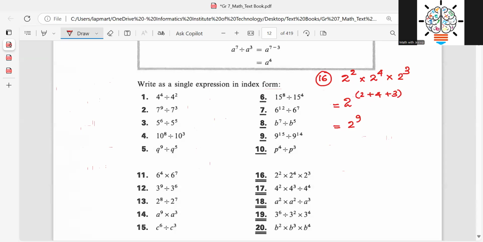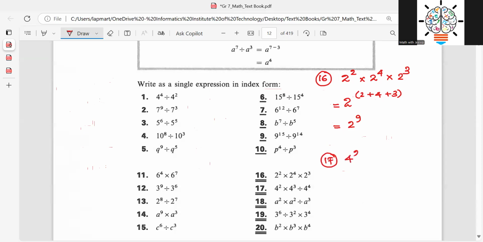In between them we have the multiplication. Therefore, we can add the indices as all three have the same base value. 2 plus 4 is 6, 6 plus 3 is 9. So then if I go to question number 17, how are we going to do that?